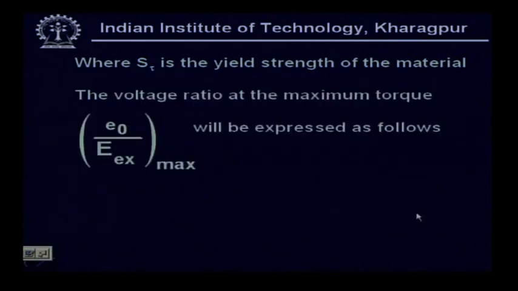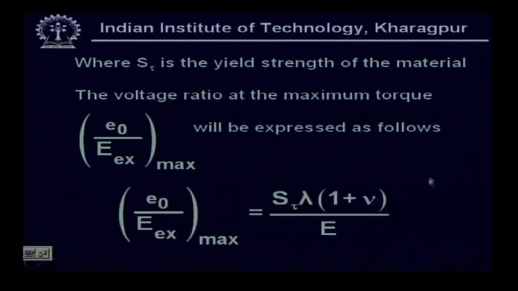Now, the voltage ratio at the maximum torque can be expressed as follows: E naught by E x max equal to S tau lambda (1 plus nu) upon E, right. S tau is the yield strength, lambda is your gauge factor, nu usually is around 0.3, and E is Young's modulus of elasticity, right.